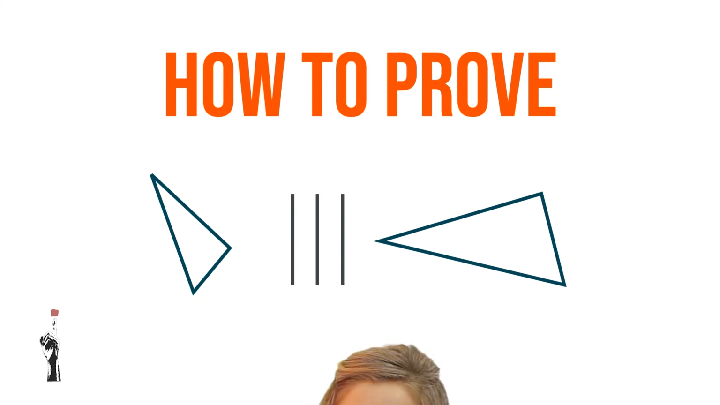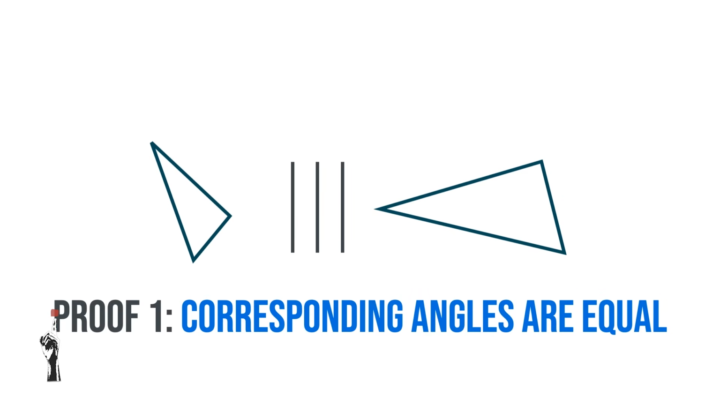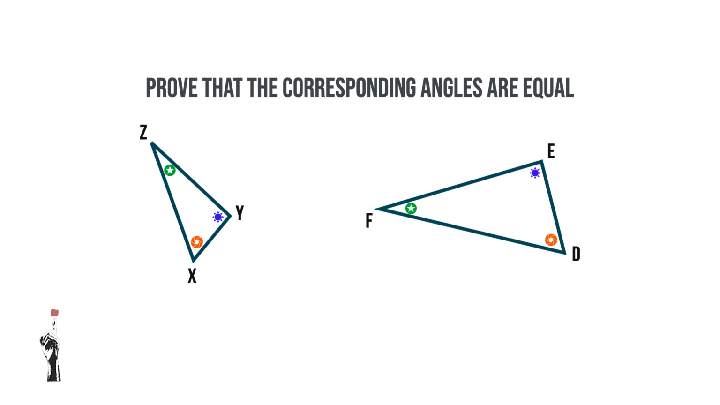Let's have a look at how to prove triangles are similar. The first proof that we will do is the proof that corresponding angles are equal. Remember that the word corresponding is extremely important. This means that angle Z is the same as its corresponding angle F. Angle X is the same as the corresponding angle D, and angle Y is the same as corresponding angle E.